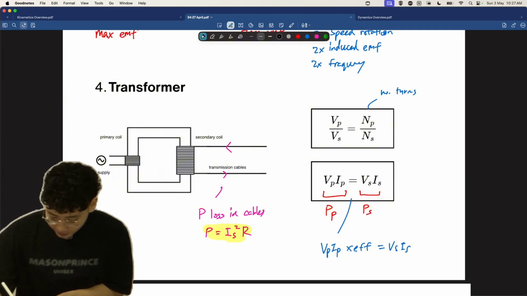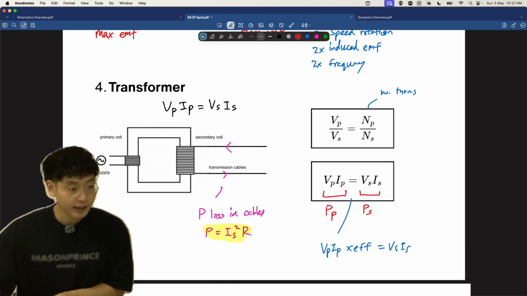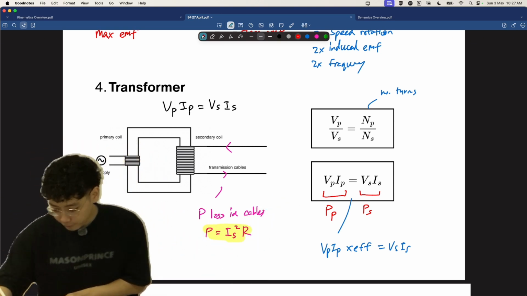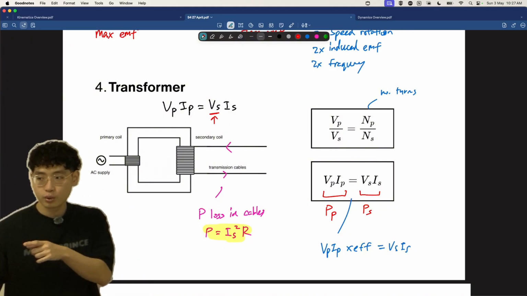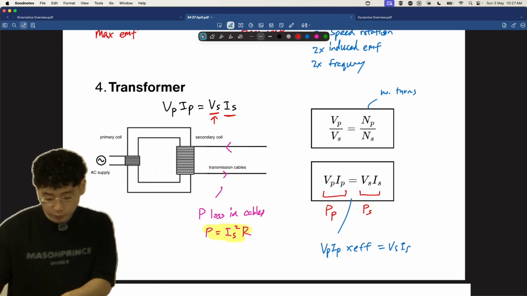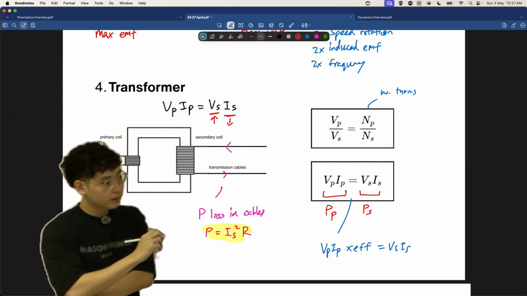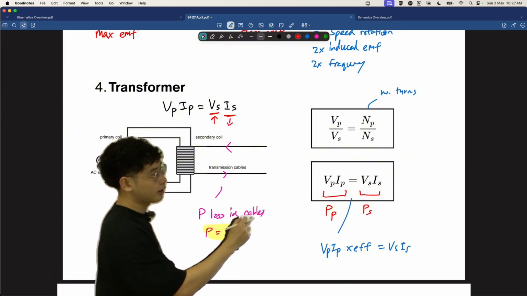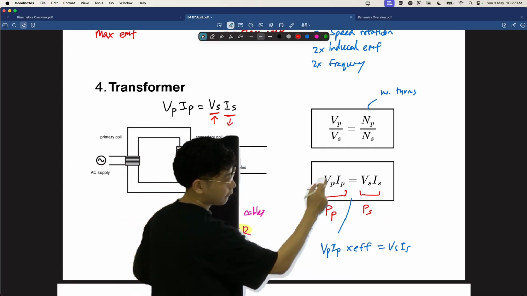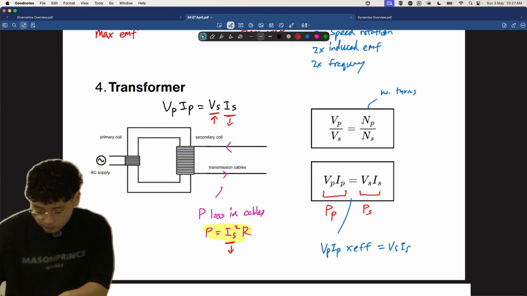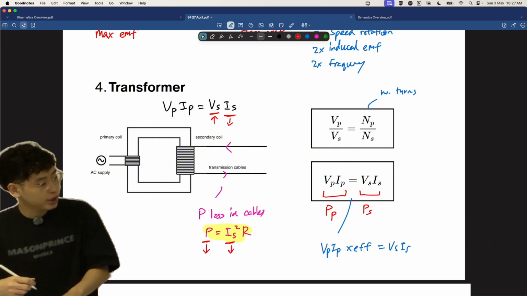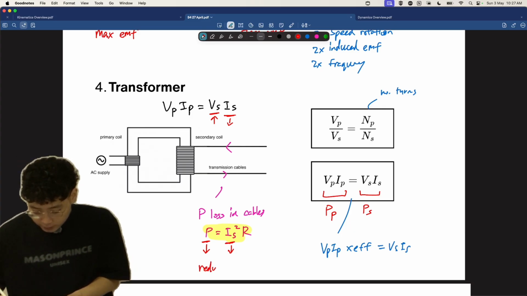What's the reason that before I send it to the power lines, I step up the voltage? Reduce current, right? The current actually reduces. You know why? Because the power is the same on both sides, so if I increase the voltage, the current will be smaller. When I reduce the current, my power loss is actually reduced.